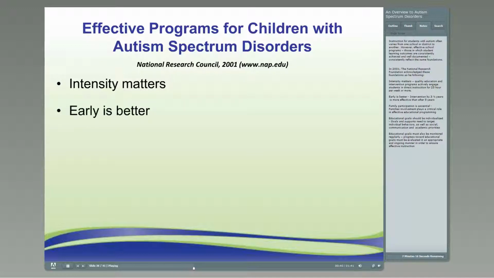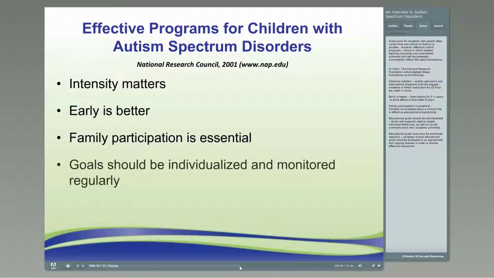Early is better. Intervention by 3.5 years of age is more effective than after 5 years. Family participation is essential. Family involvement plays a critical role in effective educational programming for students with autism. Educational goals should be individualized. Goals and supports need to target individual behaviors as well as social, communication, and academic priorities. Educational goals must also be monitored regularly. Progress towards educational goals must be evaluated in an appropriate and ongoing manner in order to ensure effective instruction.